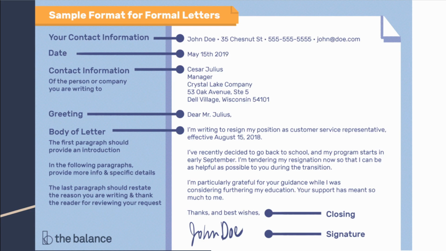So we have John Doe at 35 Chestnut Street. Here's his telephone number and his email address. The date is May 15th, 2019. He's writing to Caesar Julius, who is a manager of the Crystal Lake Company at 53 Oak Avenue, Street 5, in Dell Village, Wisconsin, 54101. He writes, Dear Mr. Julius, I'm writing to resign my position as customer service representative, effective August 15th, 2018.